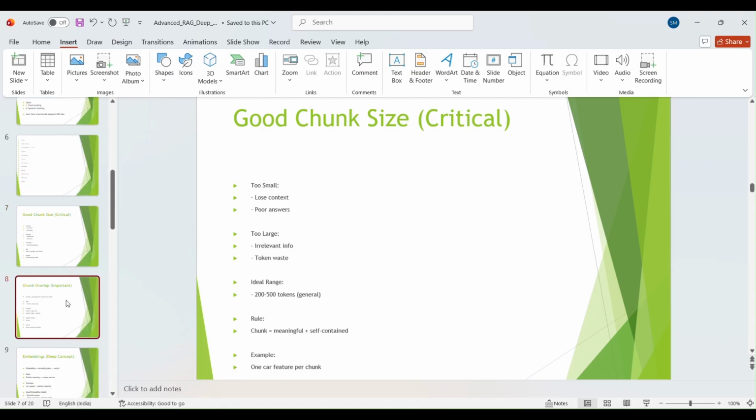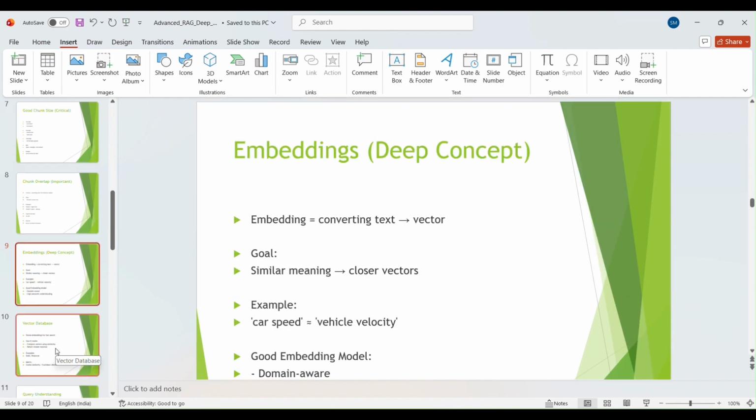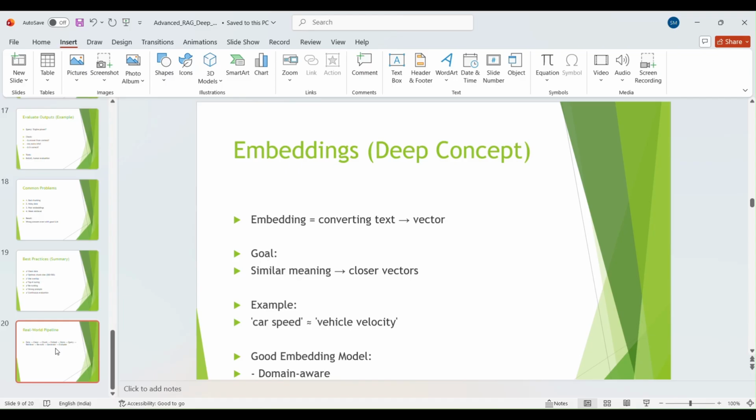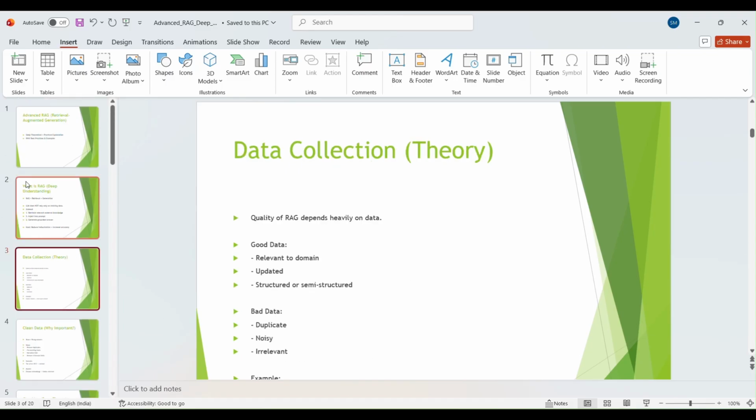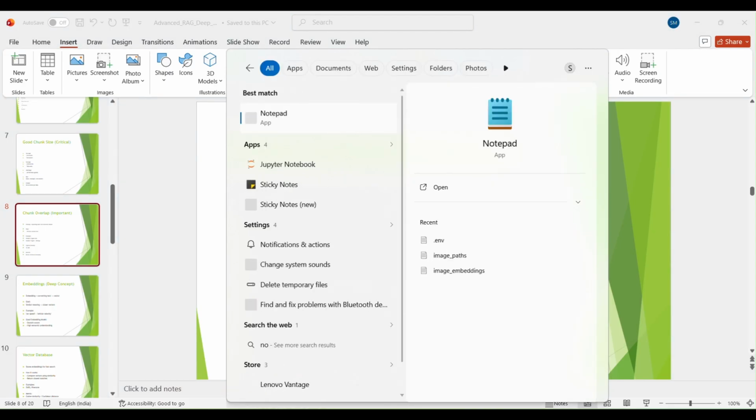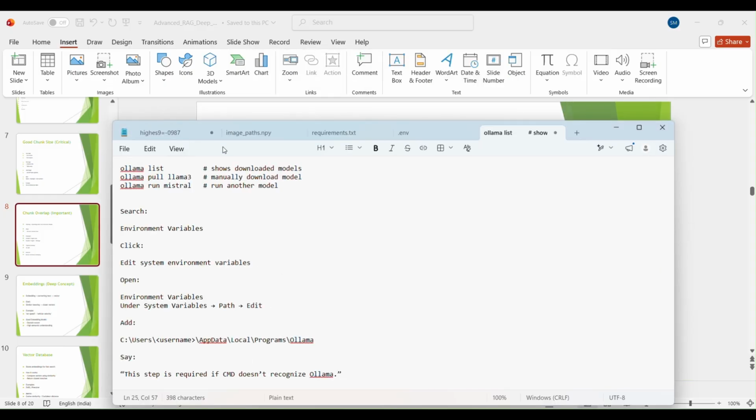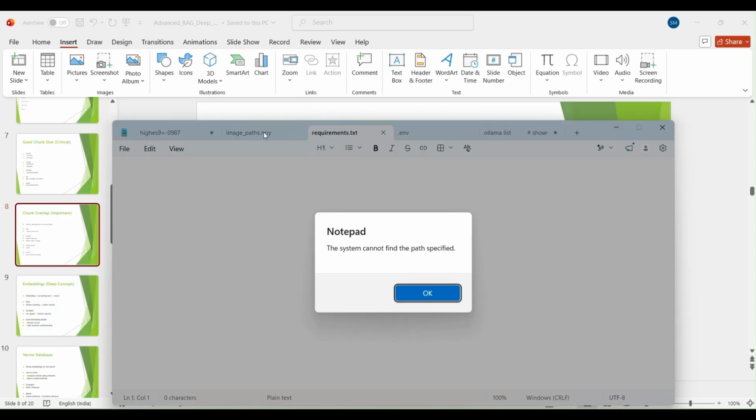And let's go to the next slide. What is chunk overlap? I told you about chunk overlap. Chunk overlapping means, for this I will give an example. Do we have any big sentence here? No, we don't have. Okay, let me show you.